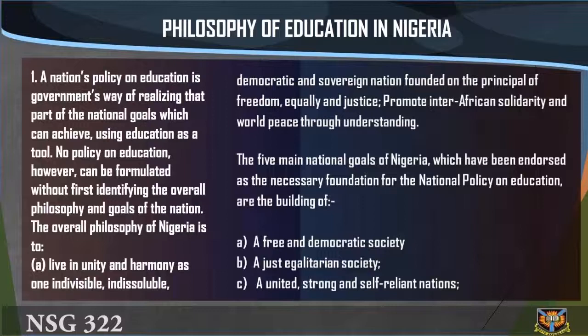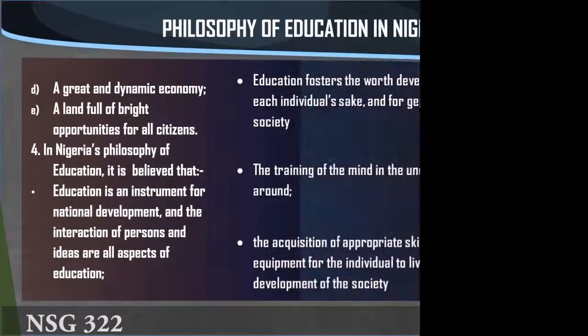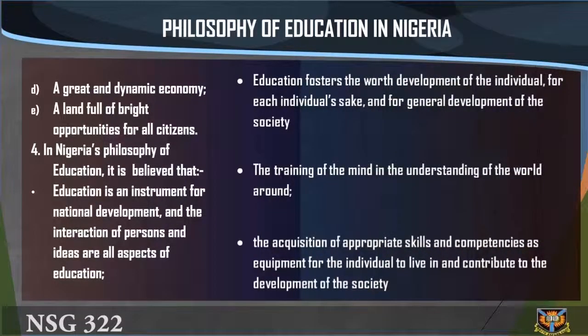The five main national goals of Nigeria, which have been endorsed as the necessary foundation for the national policy on education, are the building of a free and democratic society, a just and egalitarian society, a united, strong, and self-reliant nation, a great and dynamic economy, and a land full of bright opportunities for all citizens.